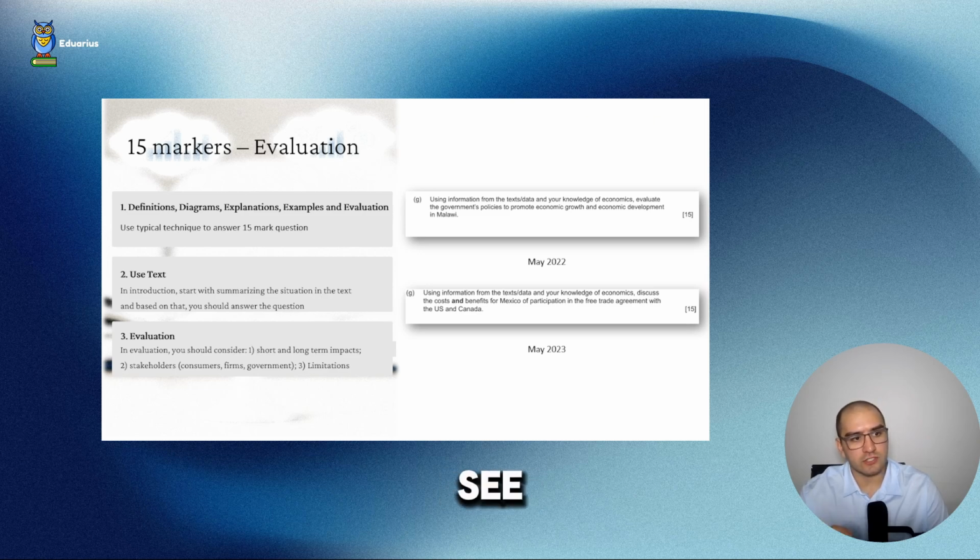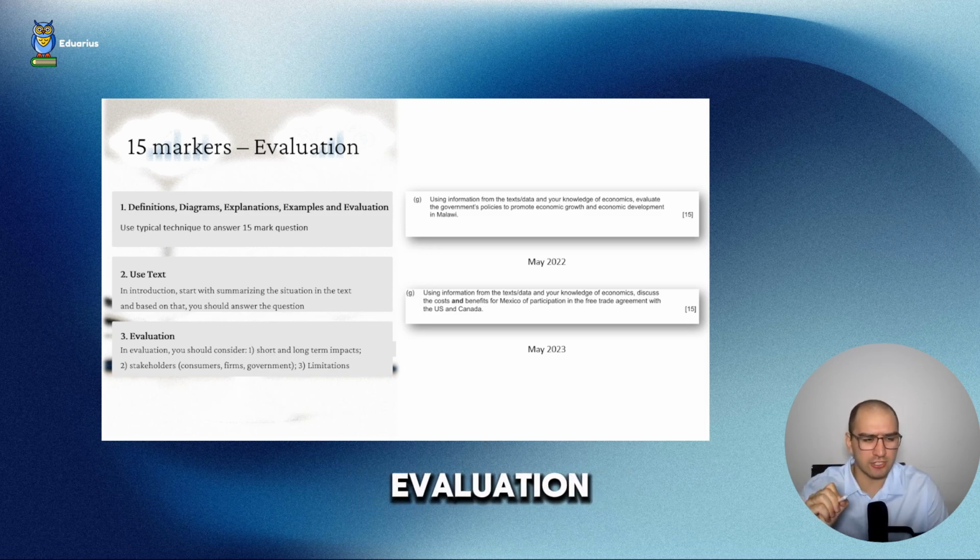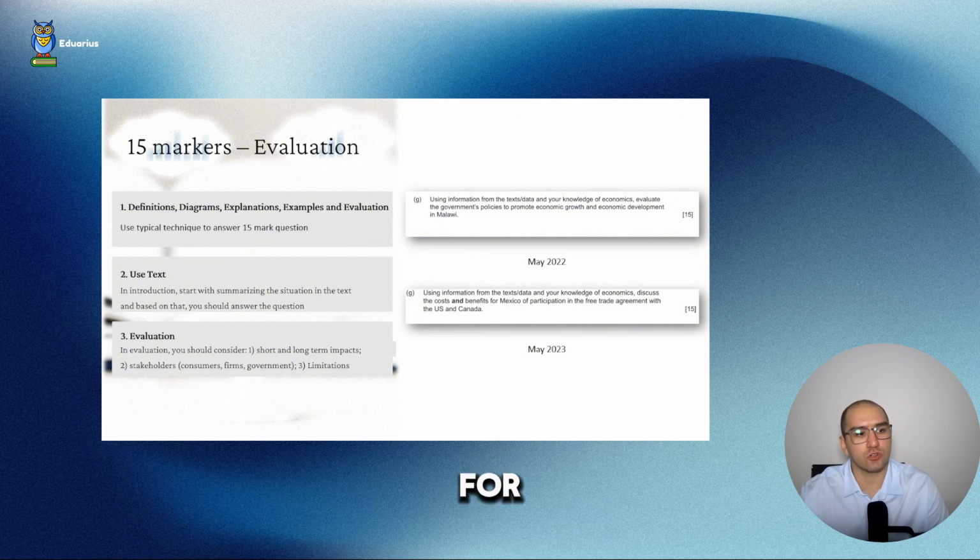Here we can see that you have to give a long answer. Is it the same as paper 1? First, you have to think about the technique for the 15 marker question. D, D, triple E: definitions, diagrams, explanation, examples, and evaluation. This is the most important thing. Use the typical technique to answer the 15 mark question, as for paper 1.